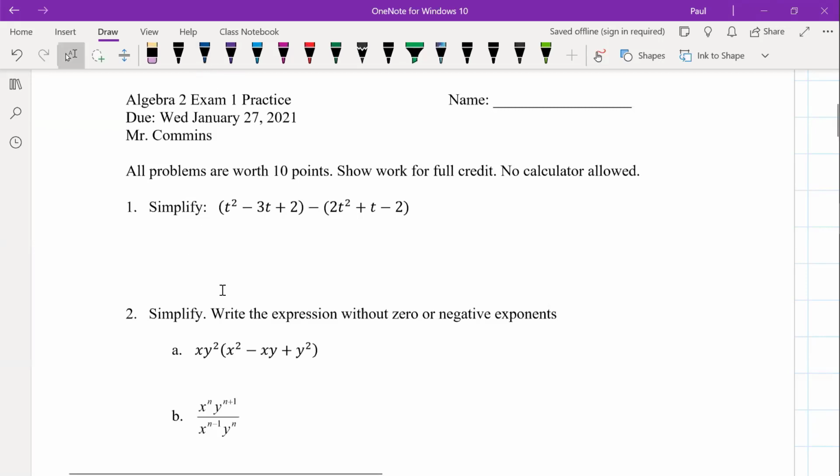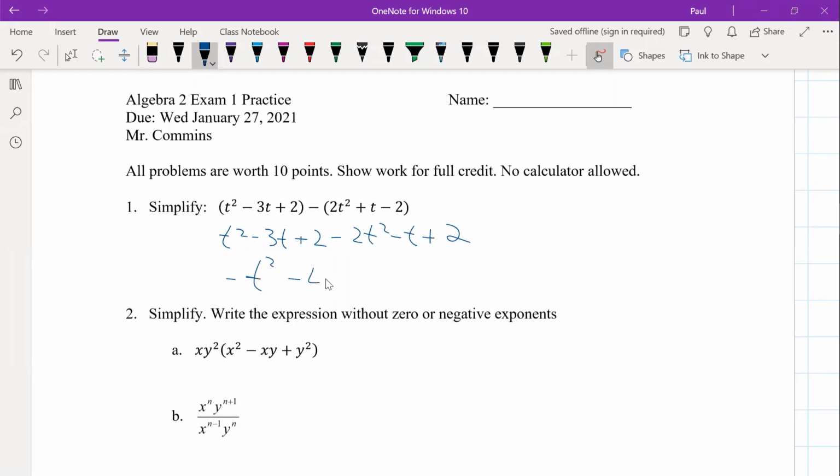How'd you get it? You just take out the parentheses. You mean distribute the negative? Oh, no, just for this parentheses. So 2t squared minus 3t plus 2, and then you distribute the negative 1 on that. So you get negative 2t squared minus t plus 2. And then you simplify the t squareds into negative t squared. And then you simplify the t's, and you get negative 4t, and then you add the two together, and you get 4.